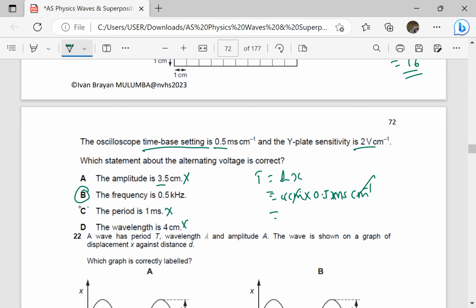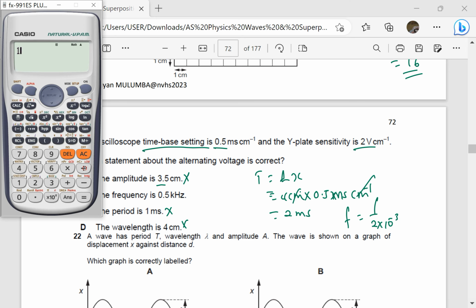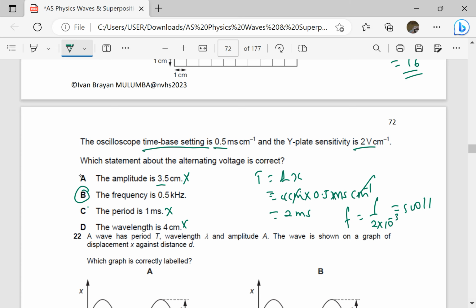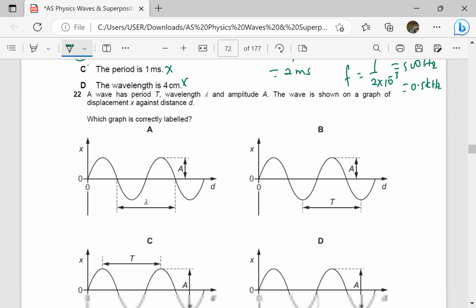We can also verify. So this is 2 milliseconds. The frequency is going to be 1 over 2 times 10 power negative 3. 1 divided by 2 times 10 power negative 3 is 500, and 500 hertz is 0.5 kilohertz. So the answer is B.